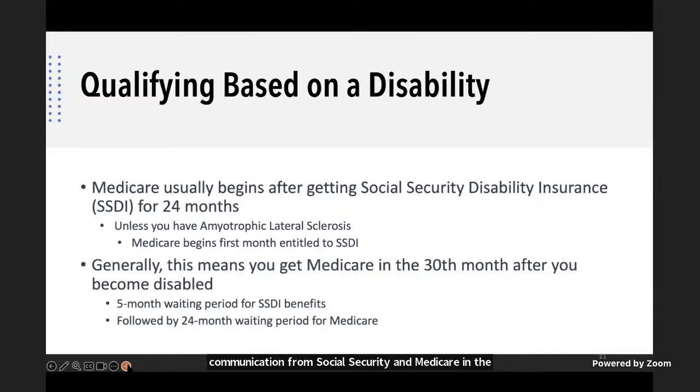Medicare usually begins related to disability because SSDI is associated, or you can qualify for Medicare after you've been on SSDI for 24 months, unless you have ALS, and then Medicare begins the first month you're entitled to SSDI. So that generally means that you get Medicare on the 30th month after you become disabled. So there's a 5 month waiting period to get SSDI benefits, and then that's followed by a 24-month waiting period for Medicare.